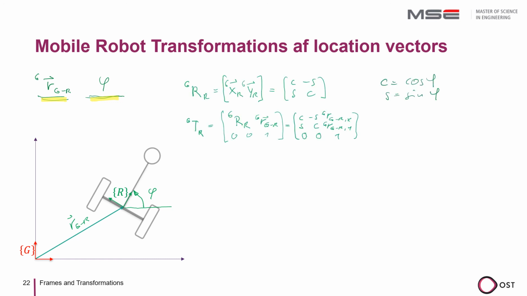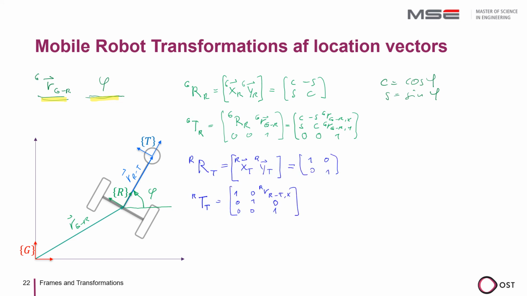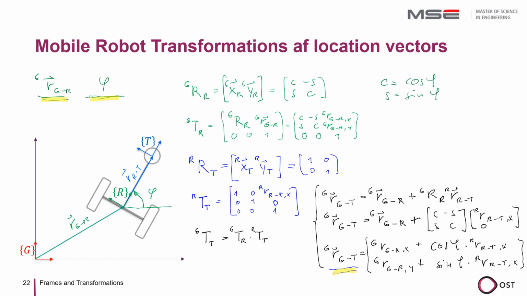The position and orientation of the TCP with respect to the robot coordinate system is also known. This allows us to write down the rotation matrix and the homogeneous transformation matrix of the position of T with respect to R. We obtain the overall transformation by multiplying the two homogeneous transformations. With a little reflection, this calculation can be done without the large matrix calculation.